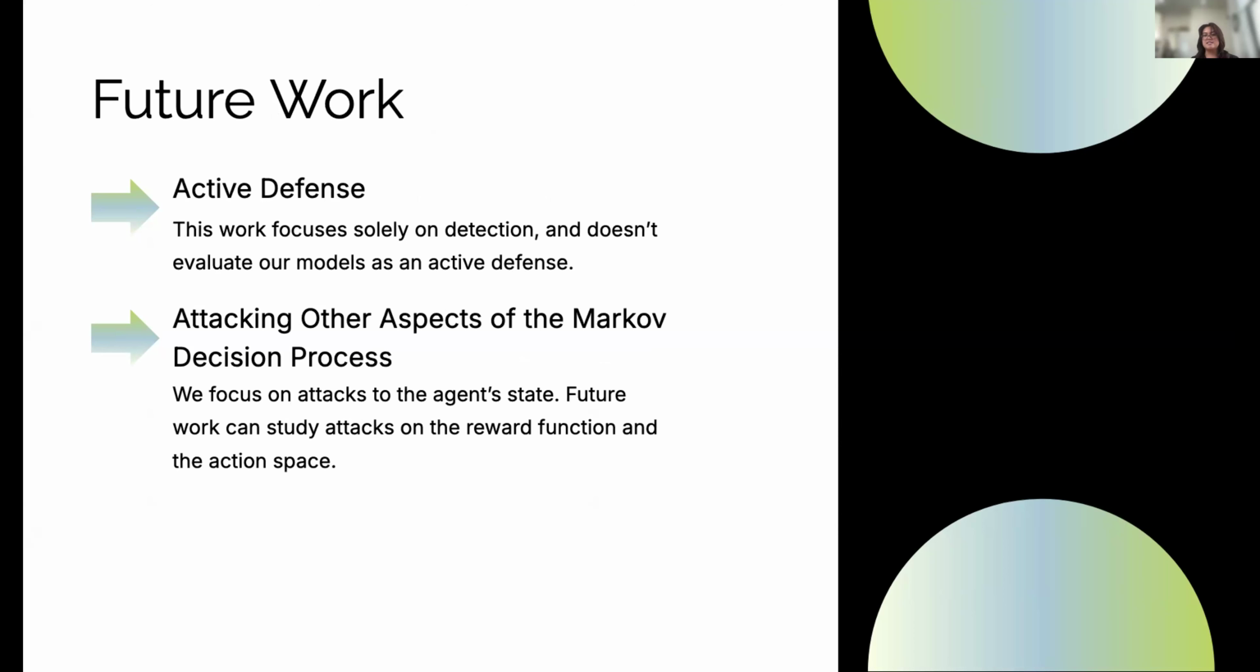So one thing that my project didn't look into was detection as an active defense. In this case, we would have to consider things like the evolution of attacks, the variety of currently existing attacks, as well as the time and resource efficiency of the models used. And then another area of future research could include looking into attacks on other aspects of the Markov decision process, for example, the reward function and the action space of a reinforcement learning agent.